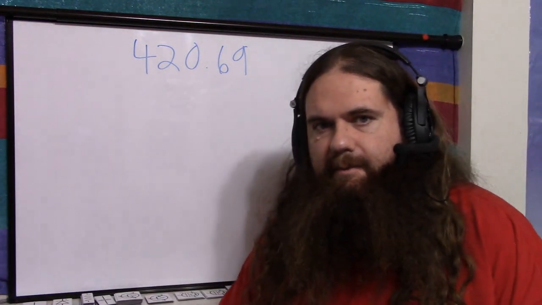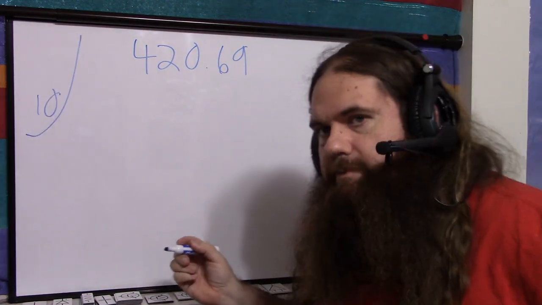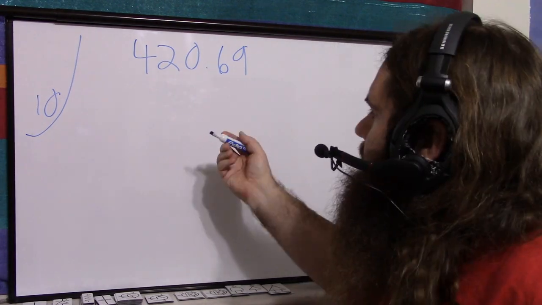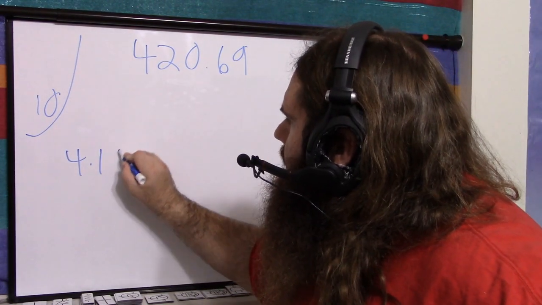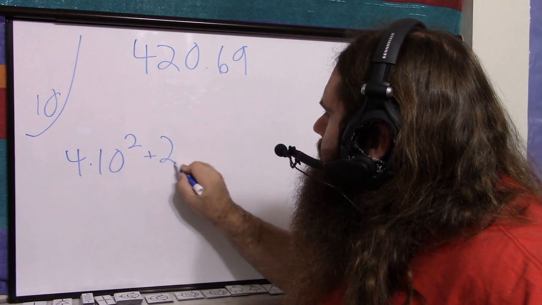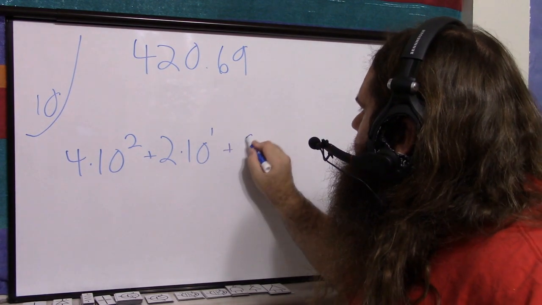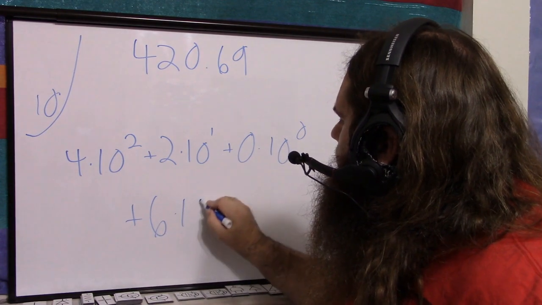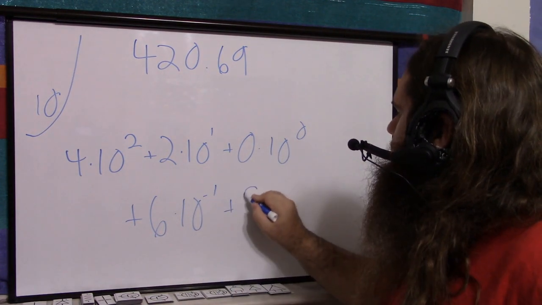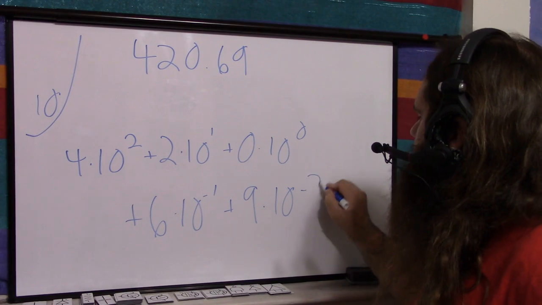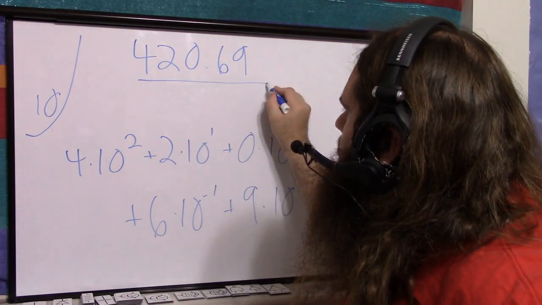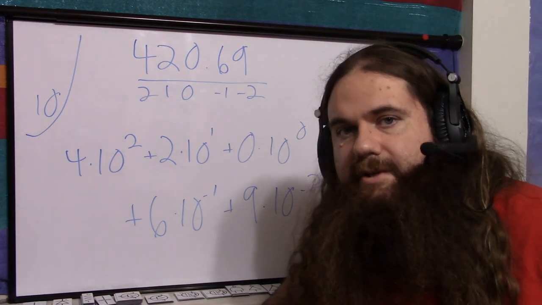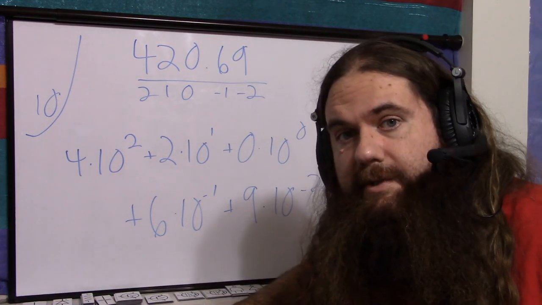So what was this base I mentioned? Base 10. Decimal. Hexadecimal is base 16. Binary is base 2. Octal is base 8. This is 4 times 10 to the 2 plus 2 times 10 to the 1 plus 0 times 10 to the 0 plus 6 times 10 to the minus 1 plus 9 times 10 to the minus 2. This is digit number 2, 1, 0, minus 1, minus 2, or perhaps position is better than number. If you're a programmer, you would say index.